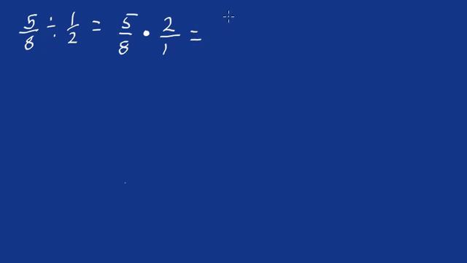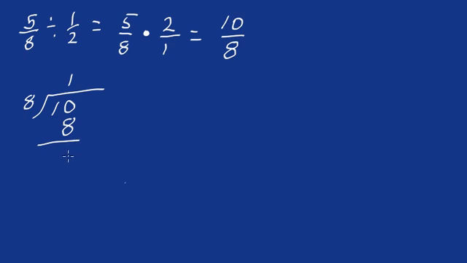5 times 2 is 10. 8 times 1 is 8. Now this is an improper fraction, and we probably don't want to leave it this way. So what this is actually saying is 10 divided by 8. It's going to go one time, and that's going to be 8 here.